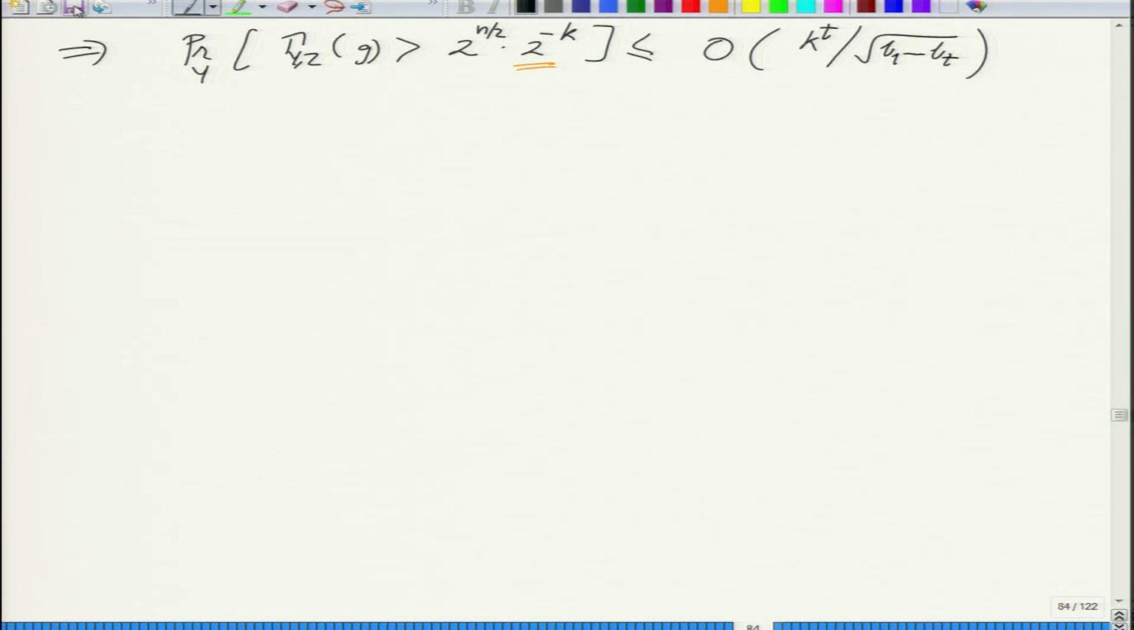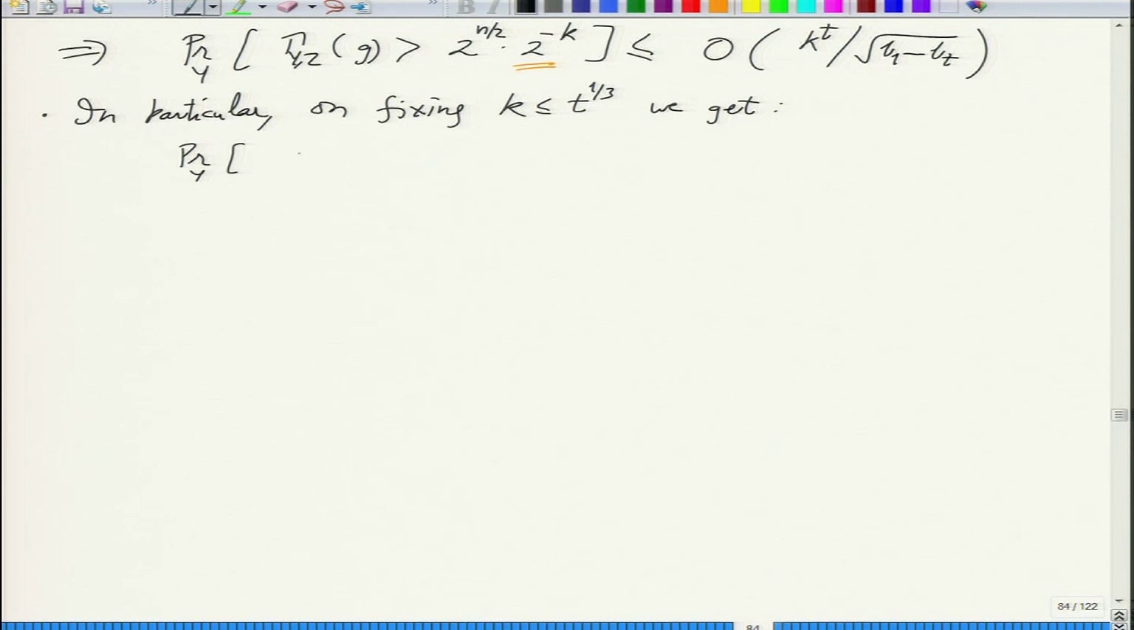So all that remains is you fix the parameters and show that this is a very low probability as long as the size is small. So in particular, on fixing this k to be t raised to 1/3, we get the probability. Right, so what will you get?